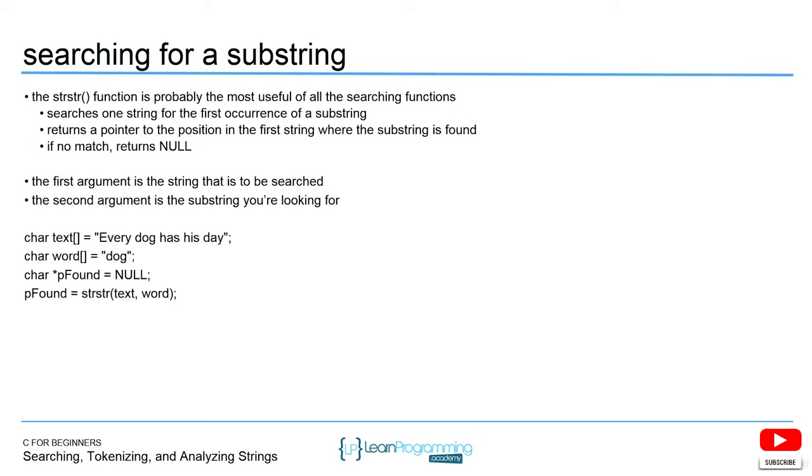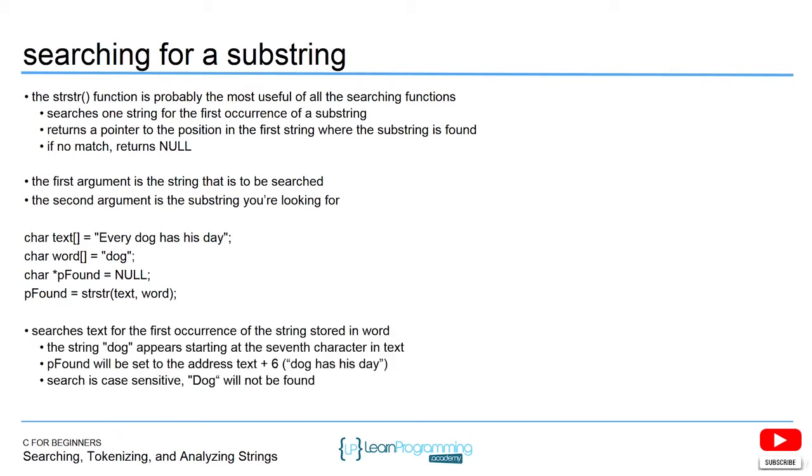So here's an example. It looks very similar to the other one, except instead of looking for a single character, we're looking for a word, a string. So we have word, which is equal to "dog", and we have text, which is "every dog has his day". We create our pointer again because this is what the function returns. When we call strstr, we pass in the text, the string that we want to look at, and then the second argument is the word that we want to look for inside that string. Right? So it's going to search the text for the first occurrence of the string stored in word. The string "dog" appears at the 7th character in text. Right? If you look, text sub 6 is where "dog" starts.